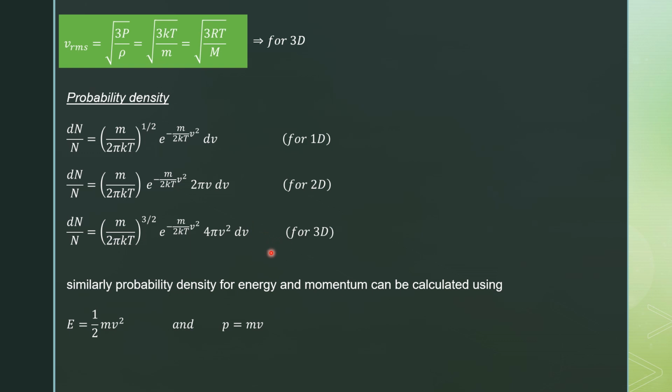And for 3D, we can write it as (m/2πkT)^(3/2) e^(−mv²/2kT) 4πv² dv. Similarly, probability density for energy and momentum can be calculated using the formula E equal to half mv². We can relate this v value with this equation, and for momentum P equal to mv.